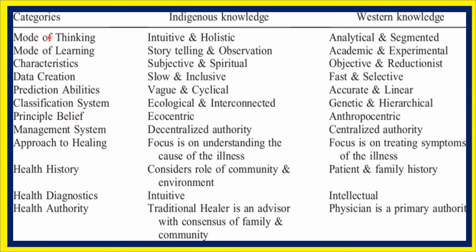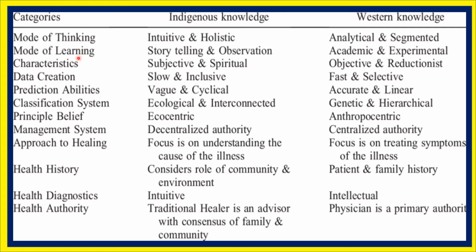Here are the categories in both the indigenous knowledge system and the Western knowledge system. What are the characteristics? How do they behave in the indigenous knowledge system and in the Western knowledge system? The first category is the mode of thinking. What is thinking in the indigenous knowledge system? Intuitive and holistic in nature. In the Western knowledge system, the mode of thinking is analytic and segmented.